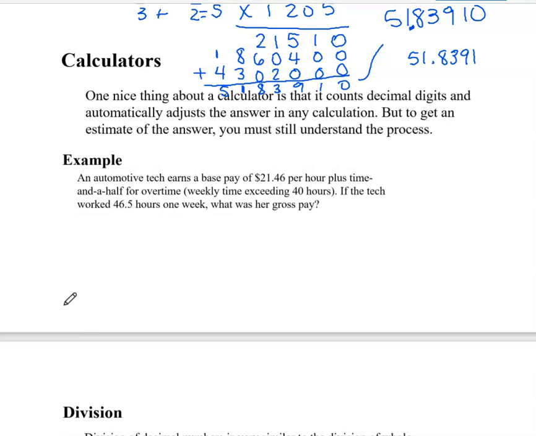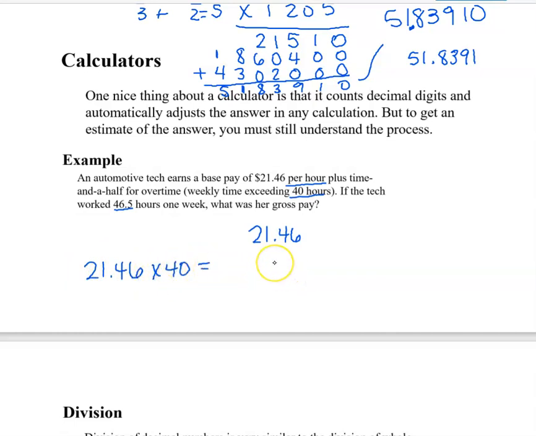So we've got a real-world problem that says an automotive tech earns a base pay of $21.46 per hour plus time and a half for overtime work exceeding 40 hours. If the tech worked 46.5 hours in 1 week, what would be their gross pay? Well, we know that they would earn $21.46 for the first 40 hours.